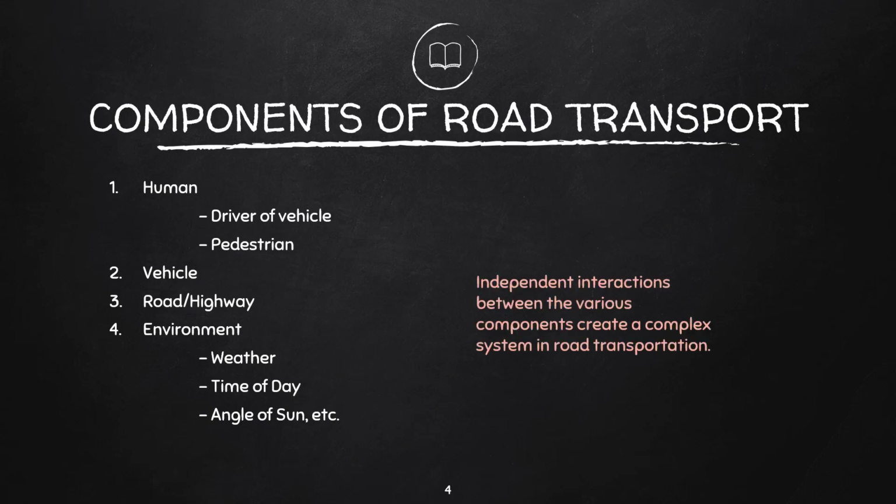The independent interactions between the various components create a complex system in road transportation. So this is really a very complex system, because some of the components here are somewhat controllable, but some are really unexpected or unmanageable in that sense, especially the human component. So we will focus in this video on the human component of road transport, because there are many factors that affect this component.